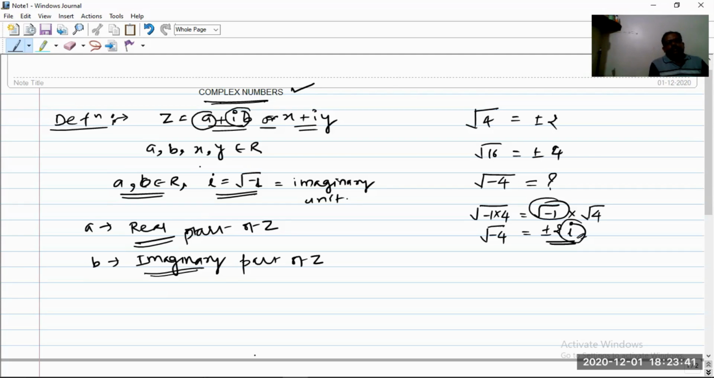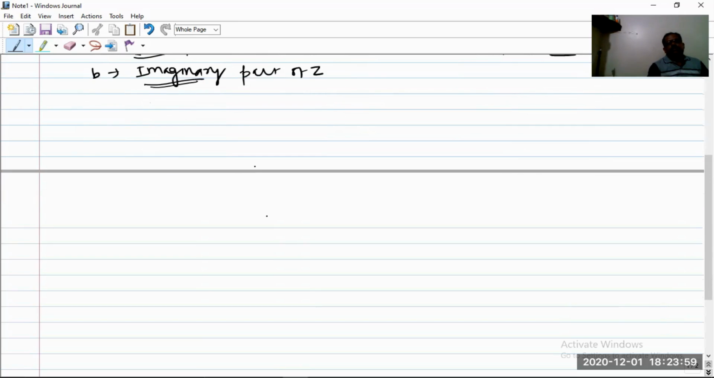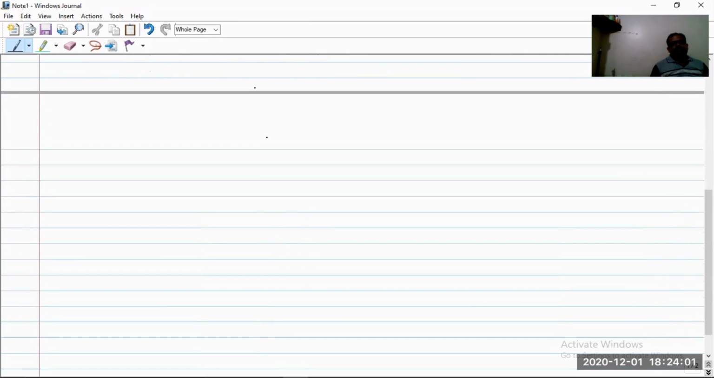As in the case of real numbers, the sum, product, quotient and difference of two or more real numbers exist in the real numbers only. Now we will check whether the sum, product, quotient and difference of two complex numbers will also exist or not. That is called the algebra of complex numbers. So let us discuss the algebra of complex numbers.